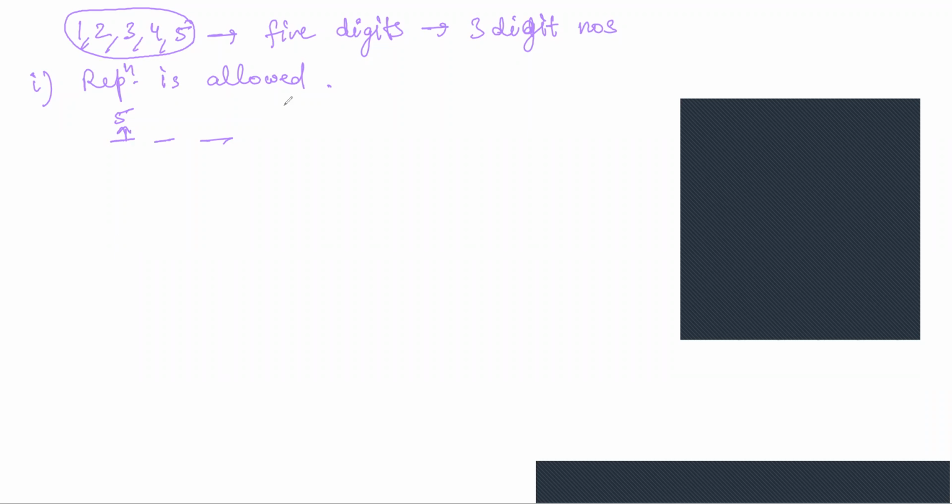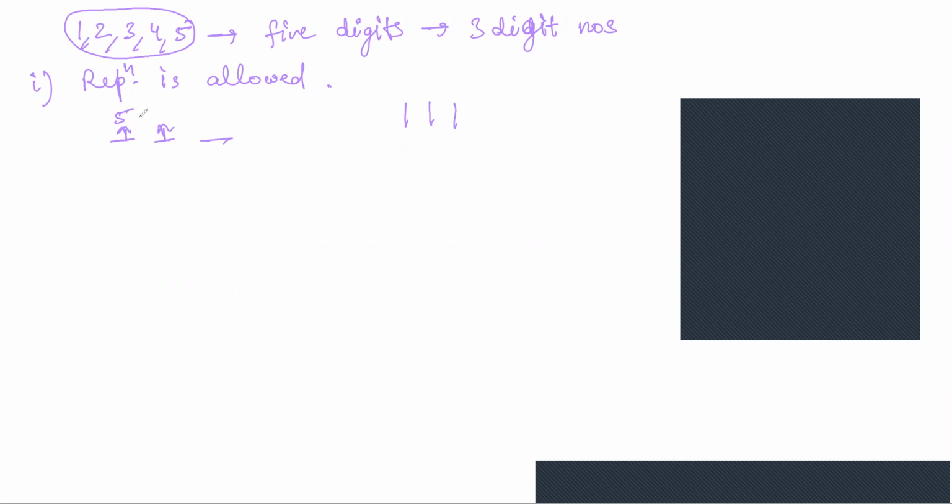Now, what does repetition is allowed mean? It means that you can use the same digit which you have used at the first place at the second place as well. So if you have used 1 in the first place, you can use 1 as many times as you want. You can also make the number 111, a 3-digit number made by using 1, which is a given digit, right? So when repetition is allowed, the choices won't reduce.